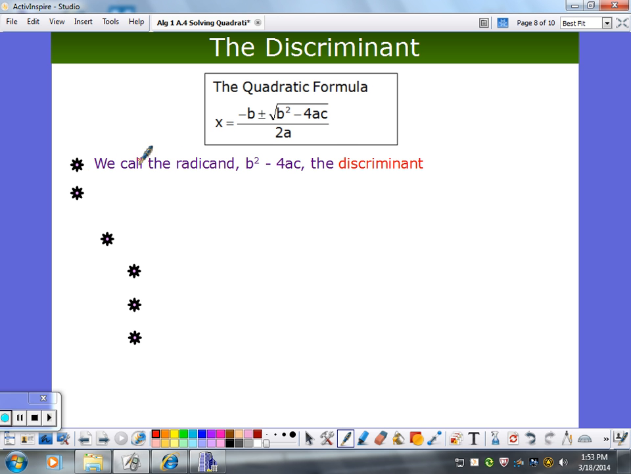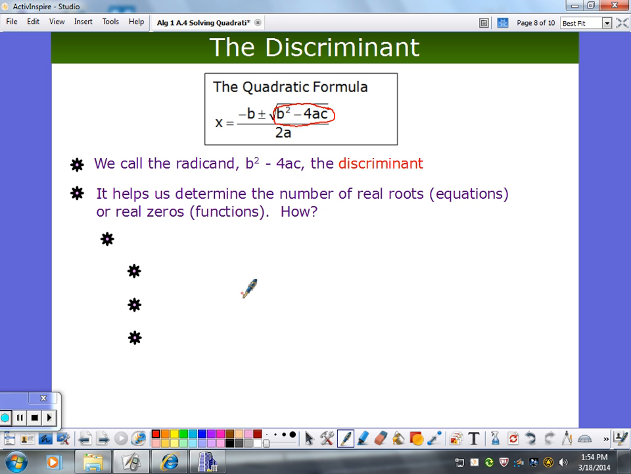How many zeros? We're going to use something called the discriminant. The discriminant is the stuff under the radical. Remember what the stuff under the radical is called? So b squared minus 4ac is called the discriminant. And it helps us figure out how many zeros are in a function, or a quadratic function, right? How does it work?